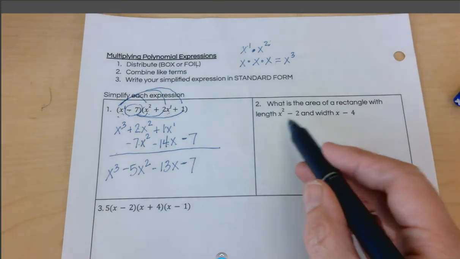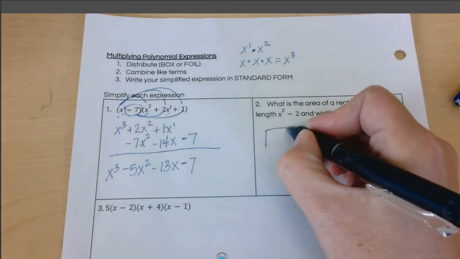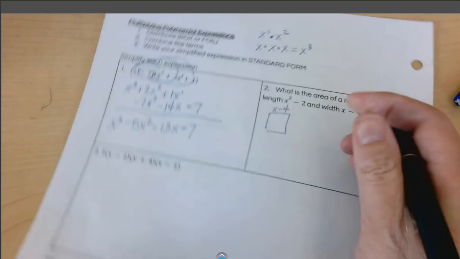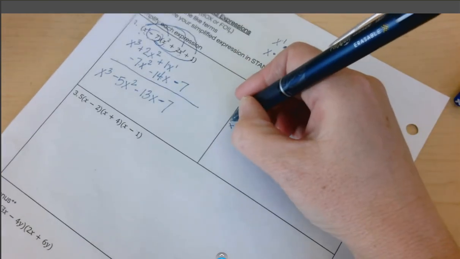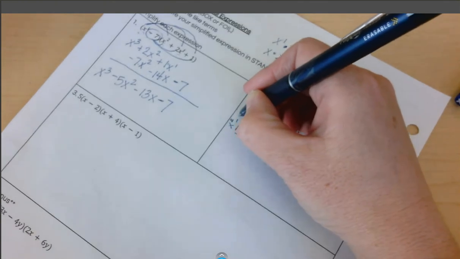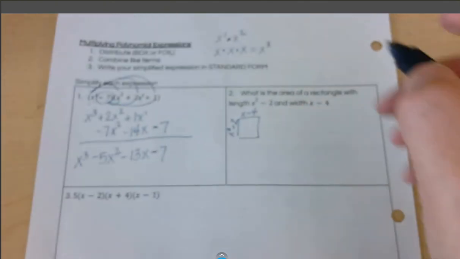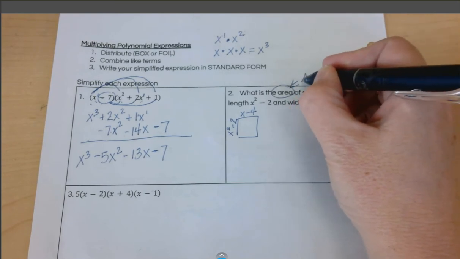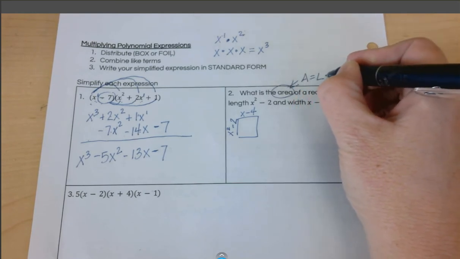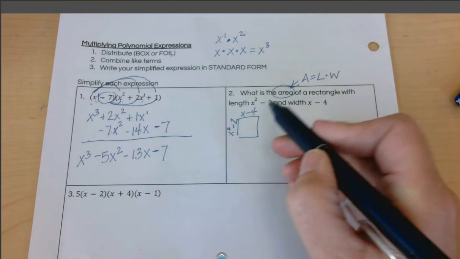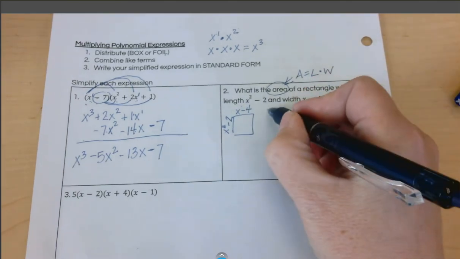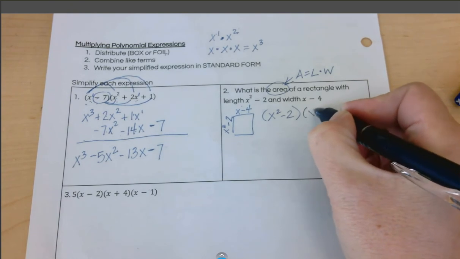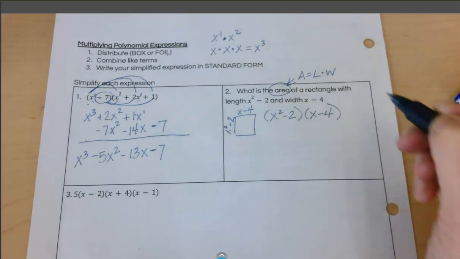All right, we have another rectangle problem. This time it has a width of x minus 4 and a length of x squared minus 2. But this time it's asking for the area, and remember that area of a rectangle is length times width. So I just need to multiply these two.